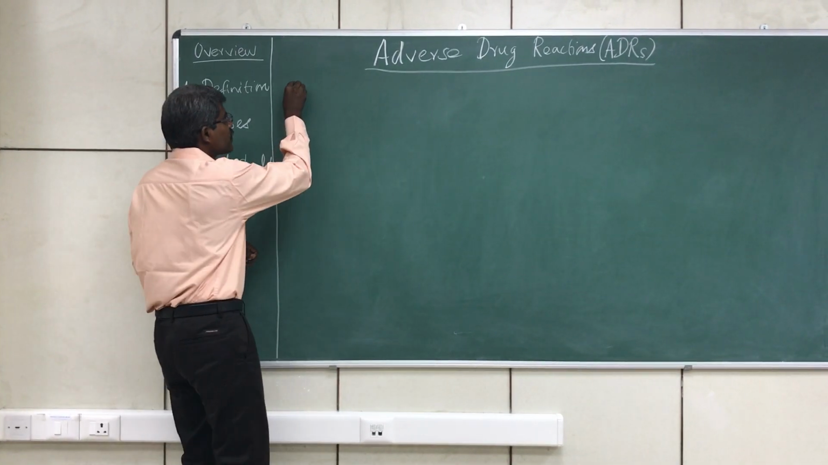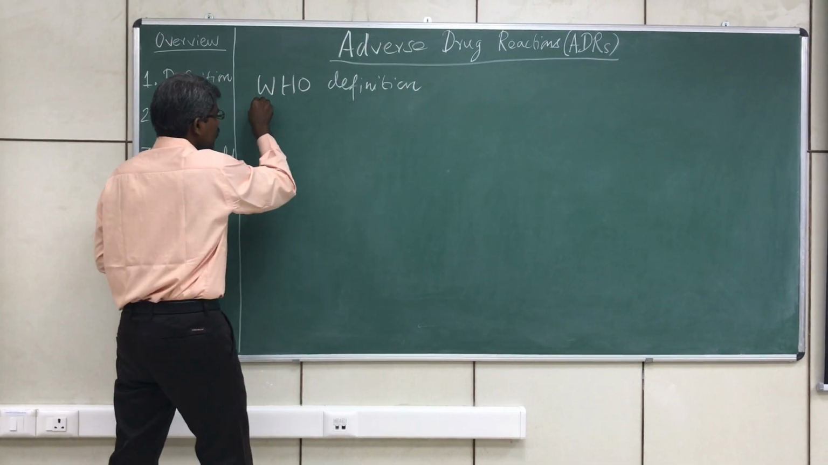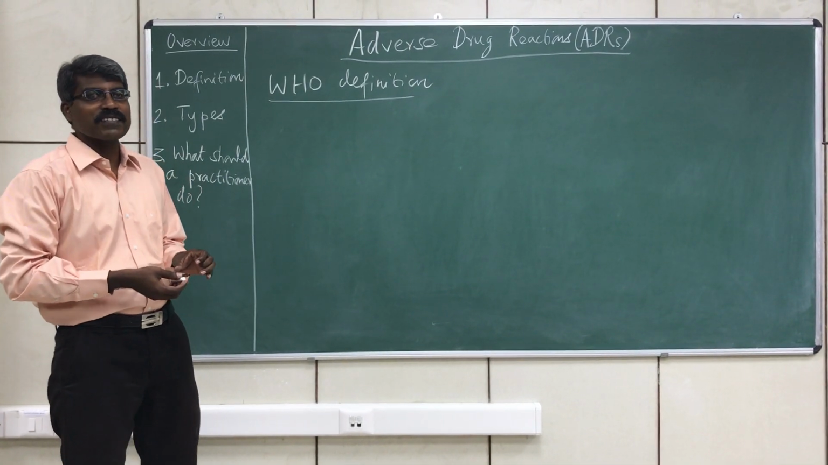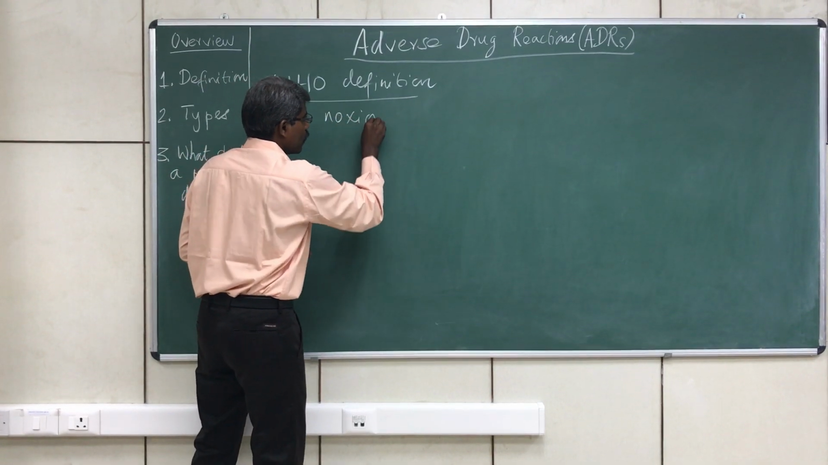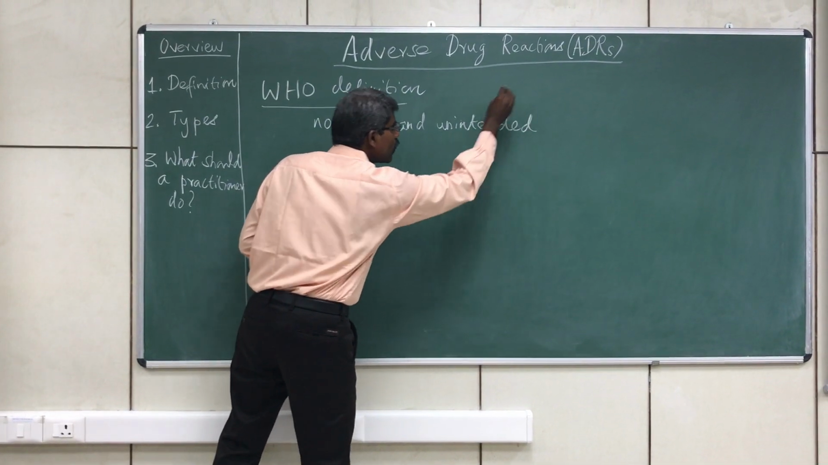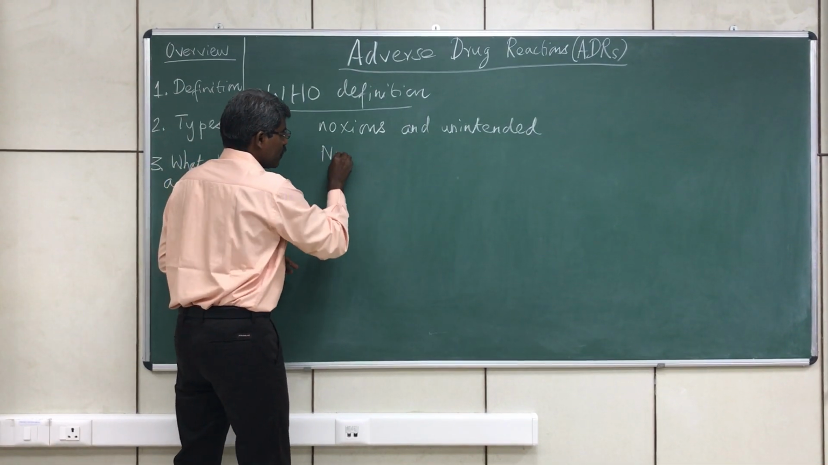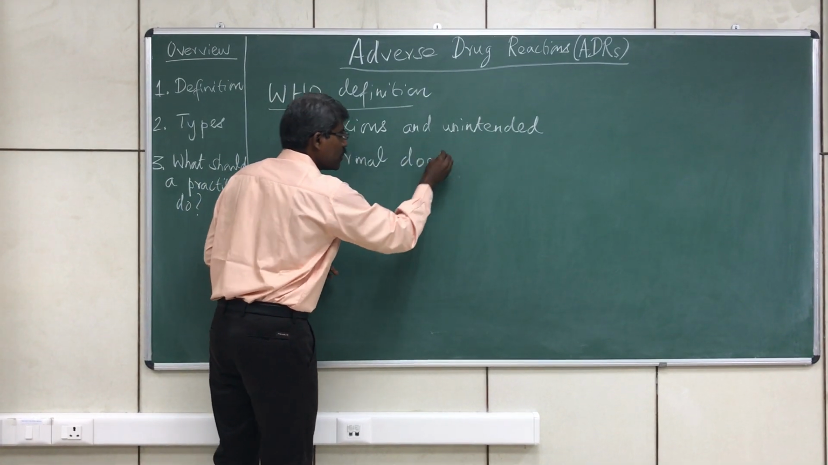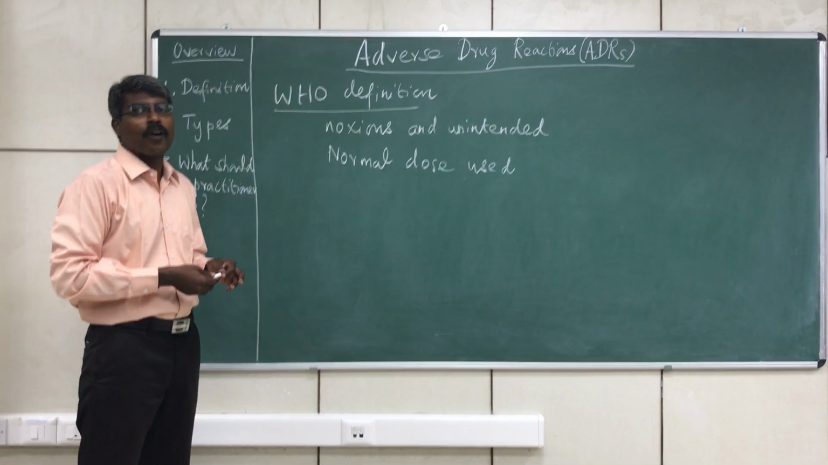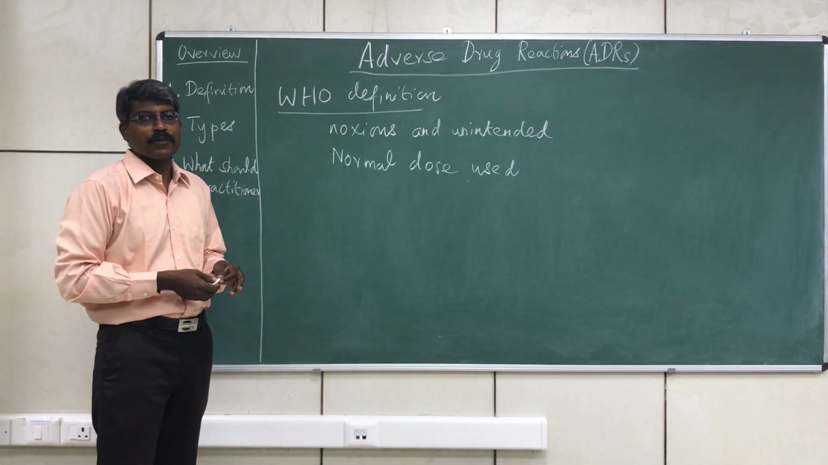So these are the three things which we will be seeing in this session. Now let's see the WHO definition of adverse drug reaction. WHO has defined adverse drug reaction as a response to a drug which is noxious and unintended, which occurs at the normal dose used in humans, for prophylactic, diagnostic or therapy of a disease, or for manipulation of physiological actions. So this is the WHO definition.